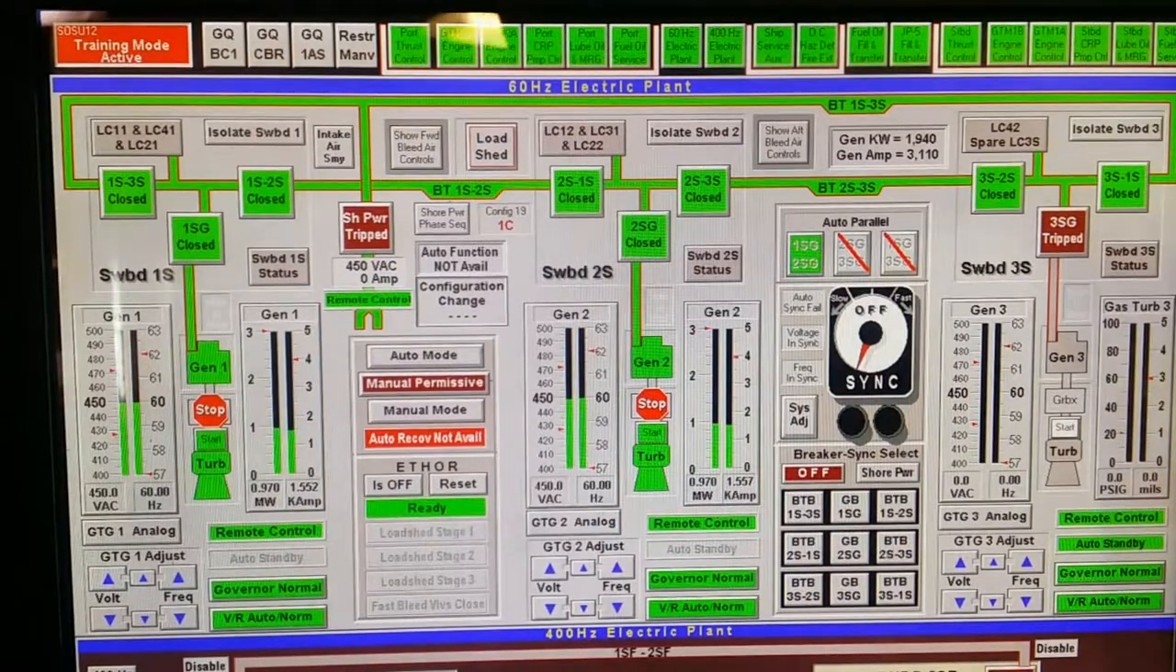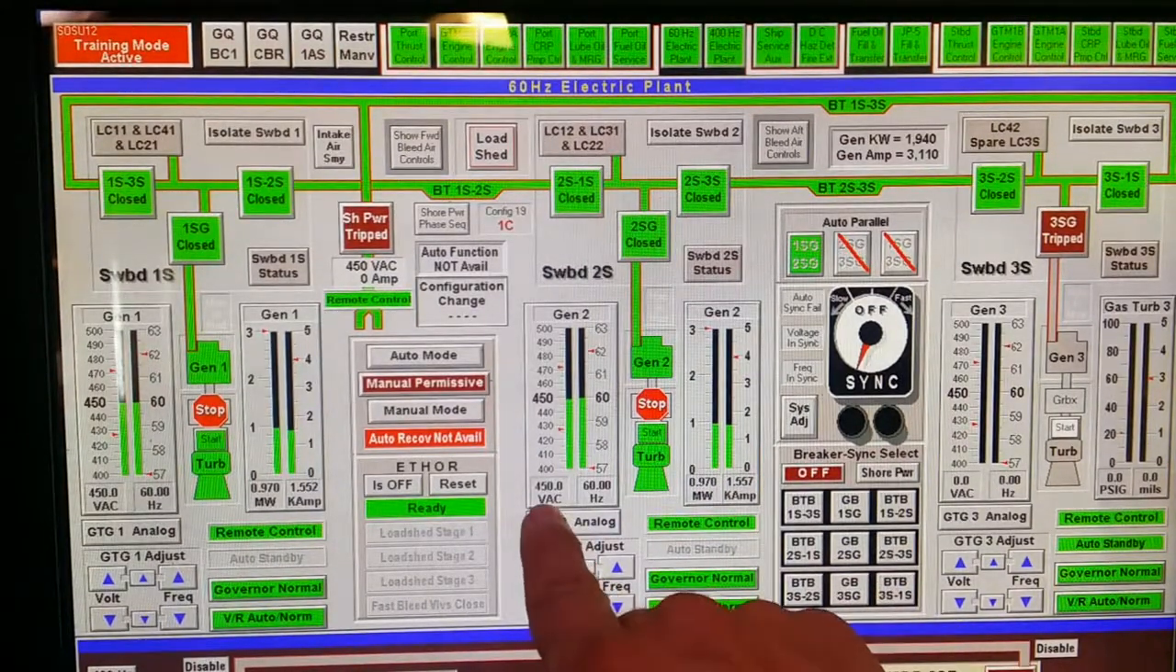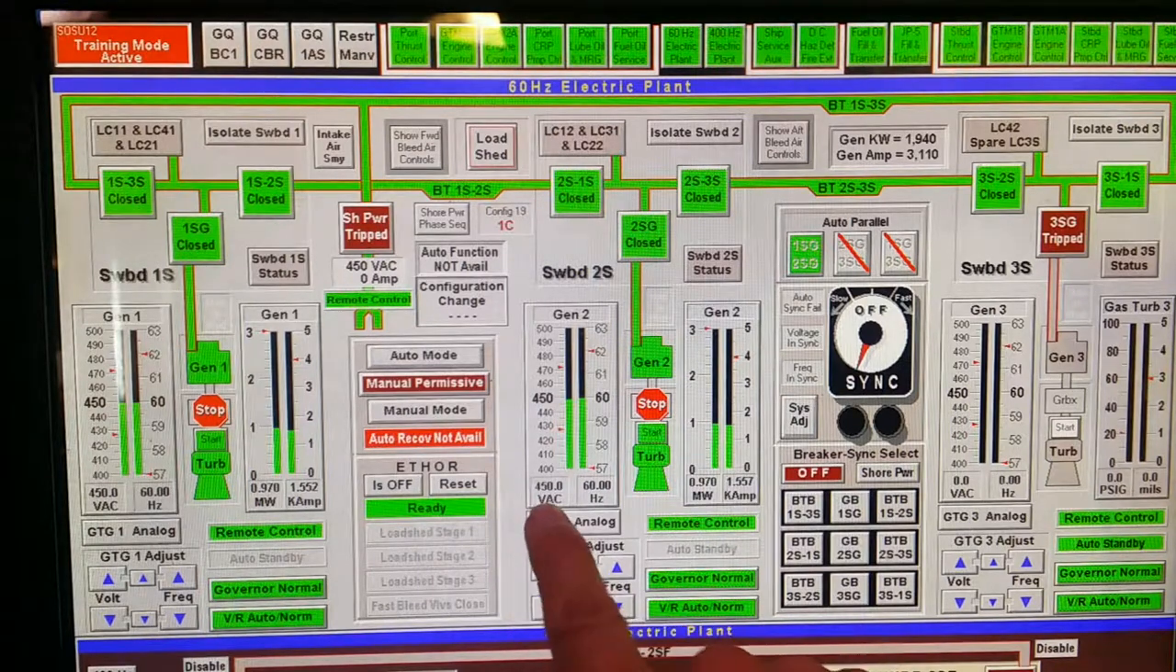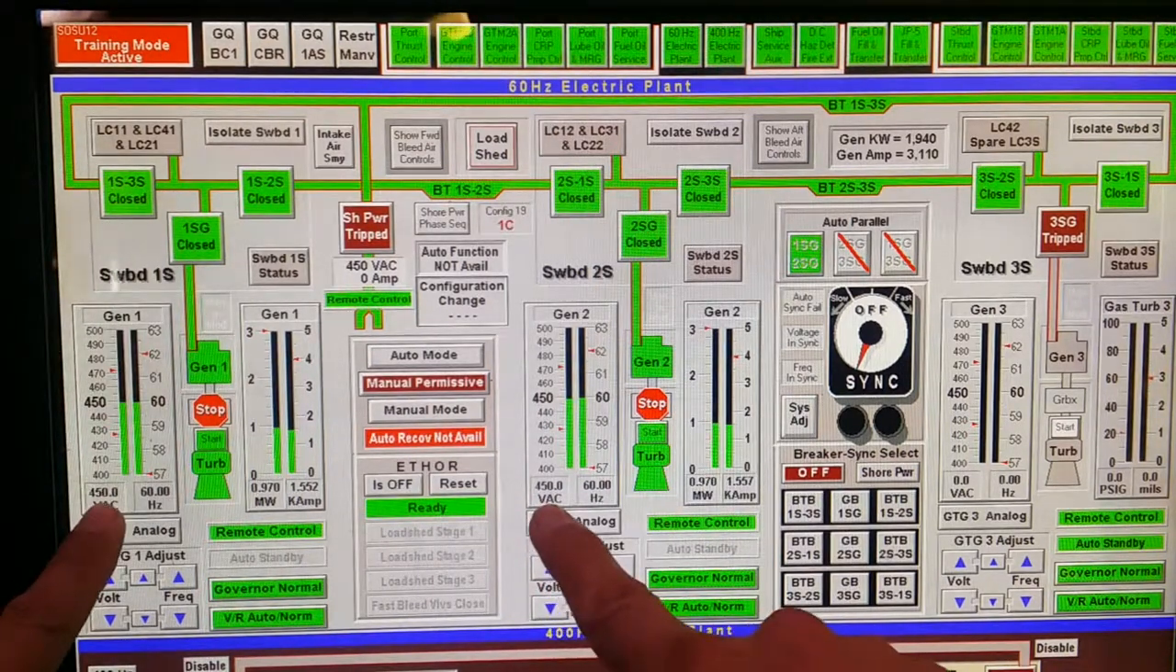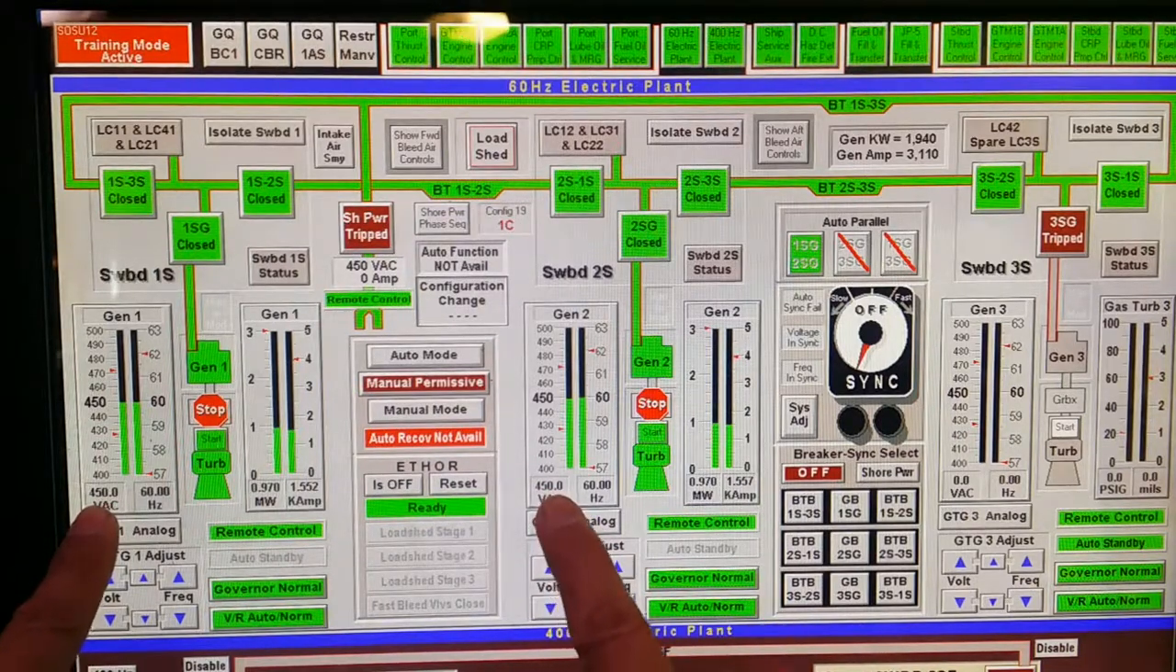One thing that I forgot to mention earlier is that this is an indication of voltage. We always want to have voltage within close range. Whenever we're gonna parallel, these have to be within 5% of each other, but typically for good engineering practice, we always try to match it as much as we can.